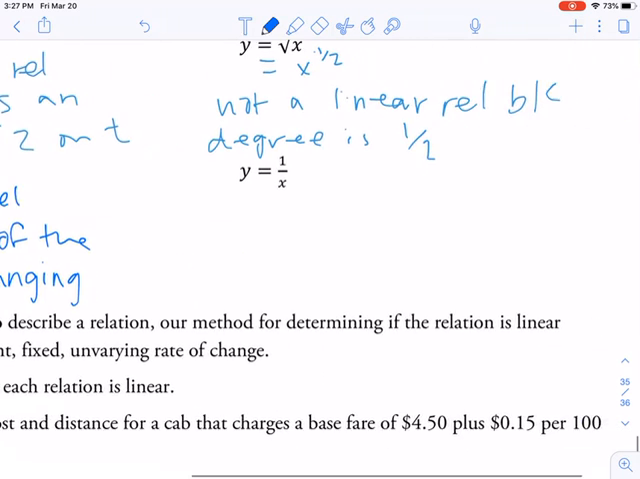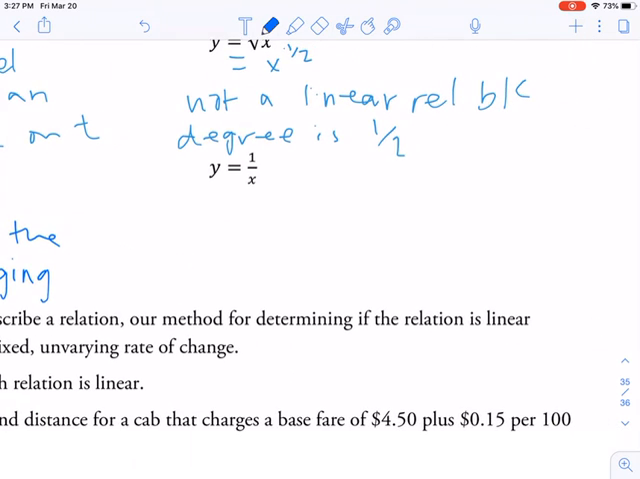All right, let's do this example over here. y is equal to 1 over x. Now, again, we're just going to take a look at where that x is, and we're going to convert that into x to the power of -1. And so we know that 1 over x and x to the -1 are the same thing.